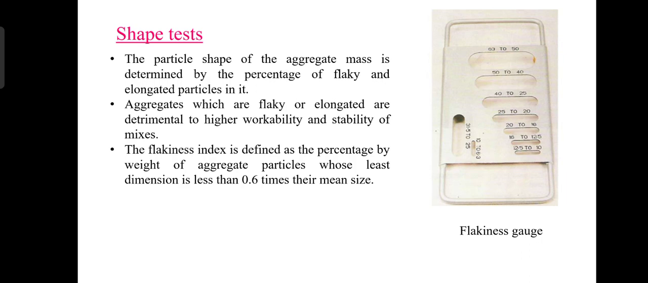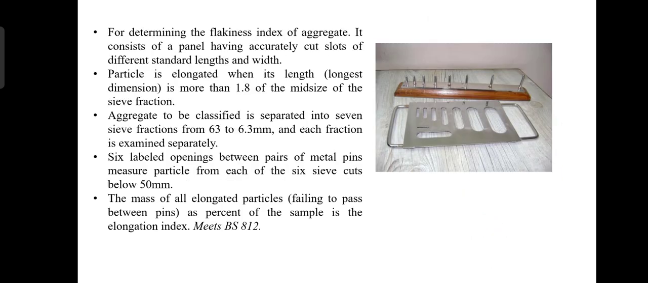Next comes the shape test, as the shape is very important for an aggregate. The particle shape of an aggregate mass is determined by the percentage of flaky and elongated particles in it. Aggregates with flaky and elongated particles are detrimental to higher workability and stability of the mixes. The flakiness index is defined as the percentage by weight of aggregate particles whose least dimension is less than 0.6 times their mean size. For determining the flakiness index of aggregate, it consists of a panel having accurately cut slots of different standard lengths and widths. You can see that in the picture itself.